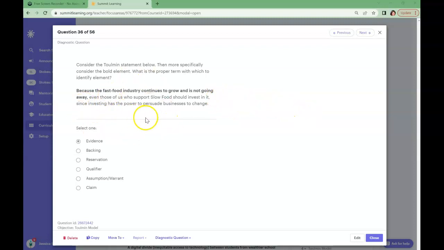So the reservation is essentially, my argument is true all the time. Oh, except in this instance. And so the reservations are exceptions to your claim that you are acknowledging up front so as to make concessions to your opposition and therefore actually make your argument stronger. Then we have the qualifier. Qualifiers should be super easy to determine. They're just going to be one, two, maybe three words. And they can be like sometimes, always, or never.